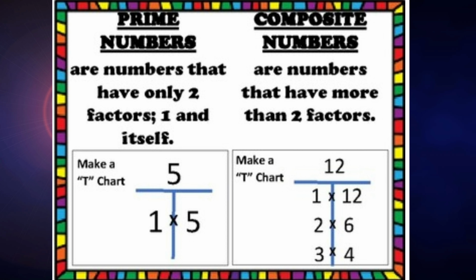And composite number: a number that has more than two factors, for example 25, 36. 36 has 1, 2, 3, 4, 6, 9, 12, 18 and 36, they are all factors of 36, which means we have more than two factors in composite numbers.